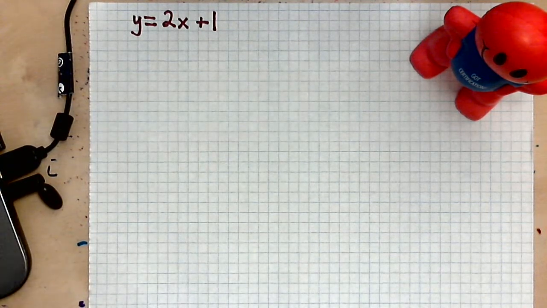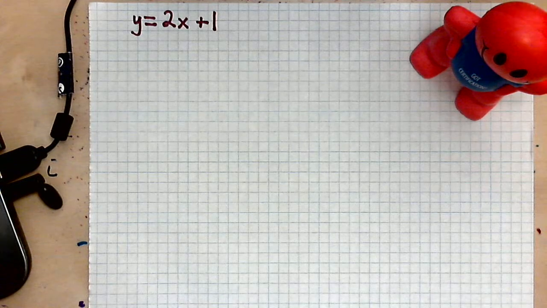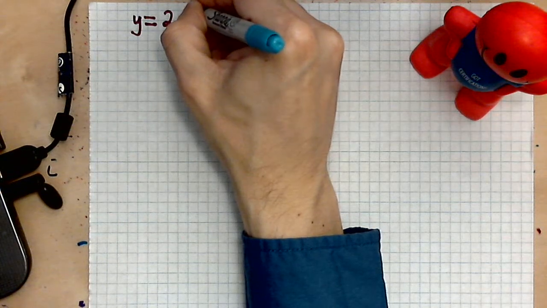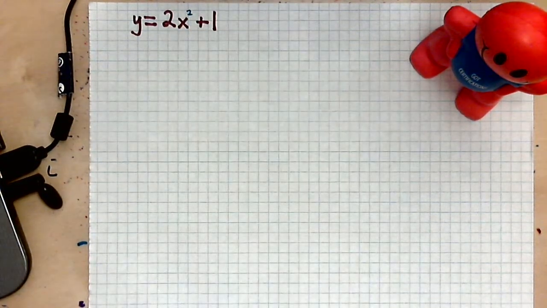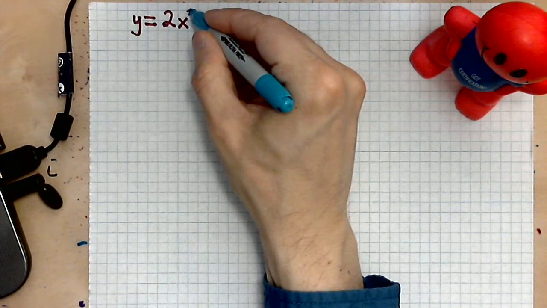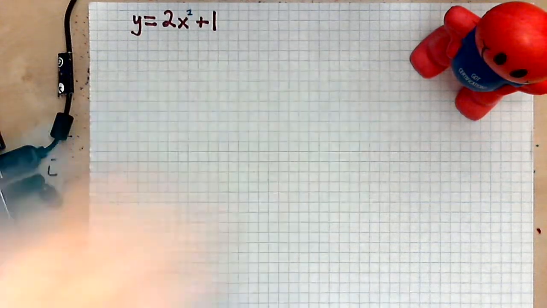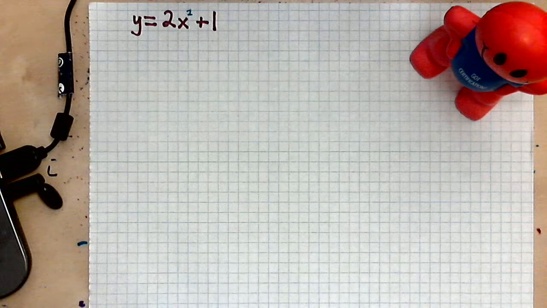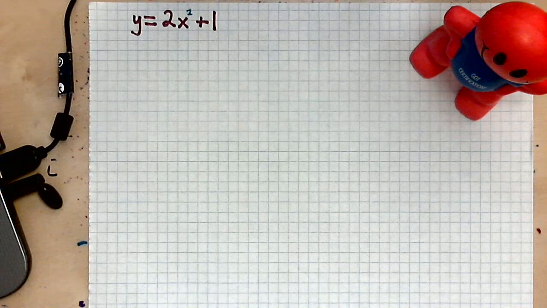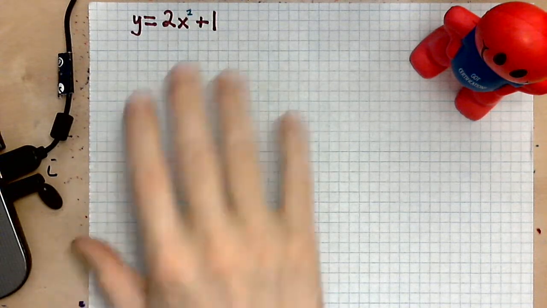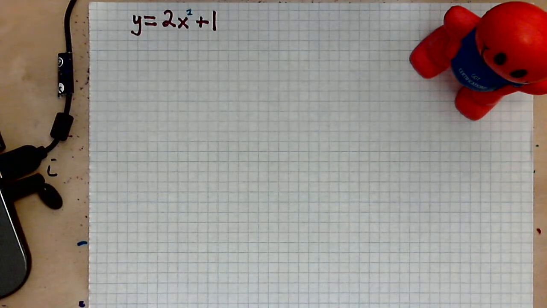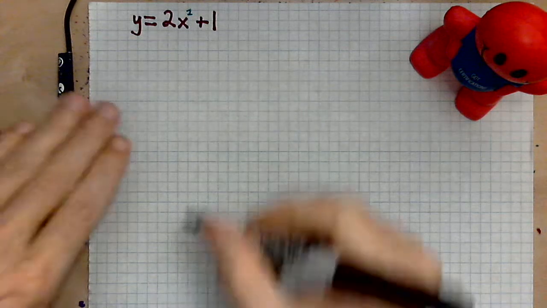As a reminder, though we don't write it when it's written in this form, what is implied is that there's a little positive 1 on the x as the exponent. So it's 2 times x to the first plus 1. Okay, let's graph this. And to graph this, we will use the concept of slope and y-intercept. So first, let's draw a careful coordinate system.